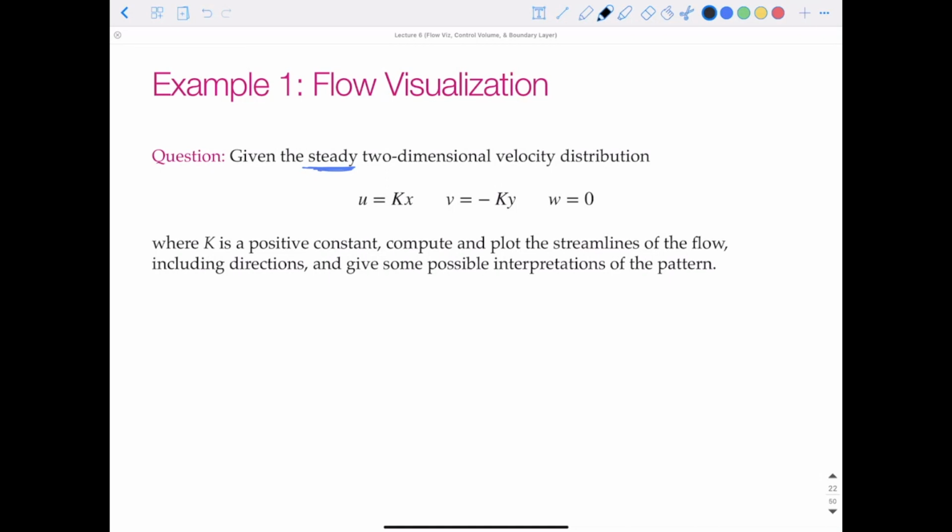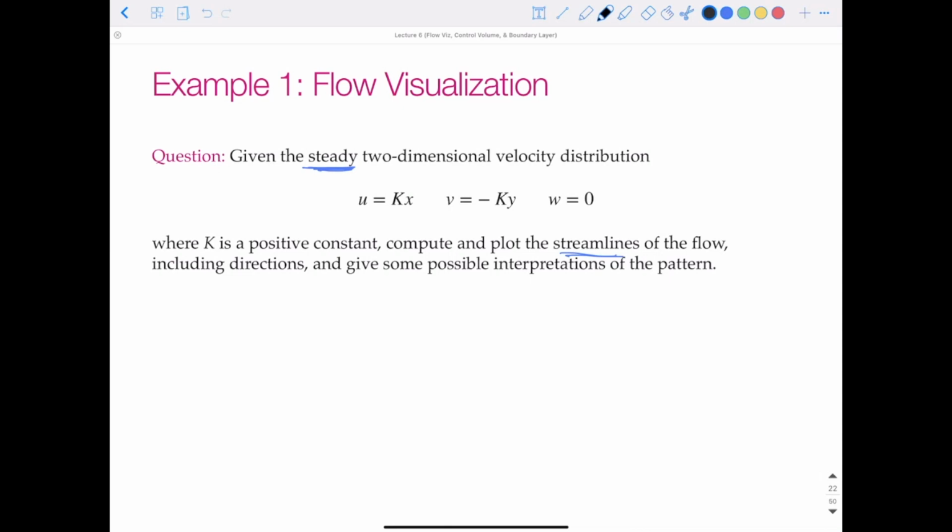So our u component of velocity is changing in the spatial direction x, and the y component of our velocity, v, is changing with our spatial y coordinate. Since it's two-dimensional, our z velocity, w, is just 0. It says k is just some positive constant, and it's asking to compute and plot the streamlines of the flow, including directions, and give some possible interpretations of the pattern. So we want to find the streamlines of the flow.